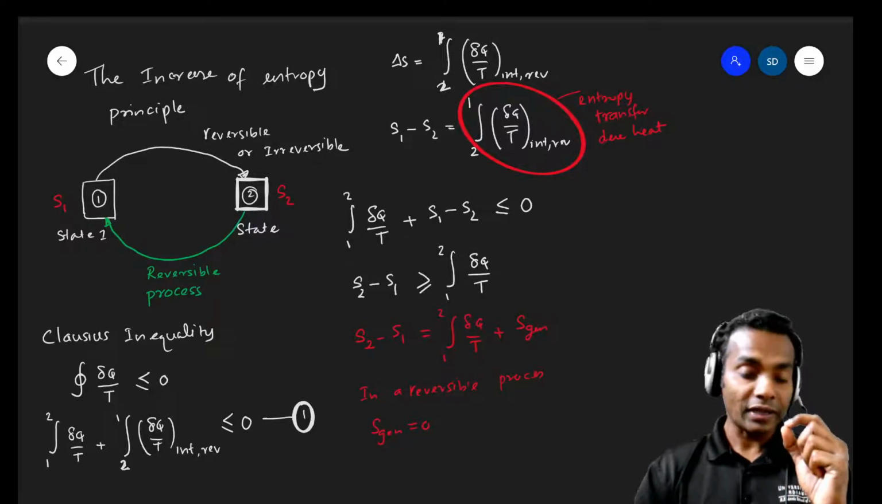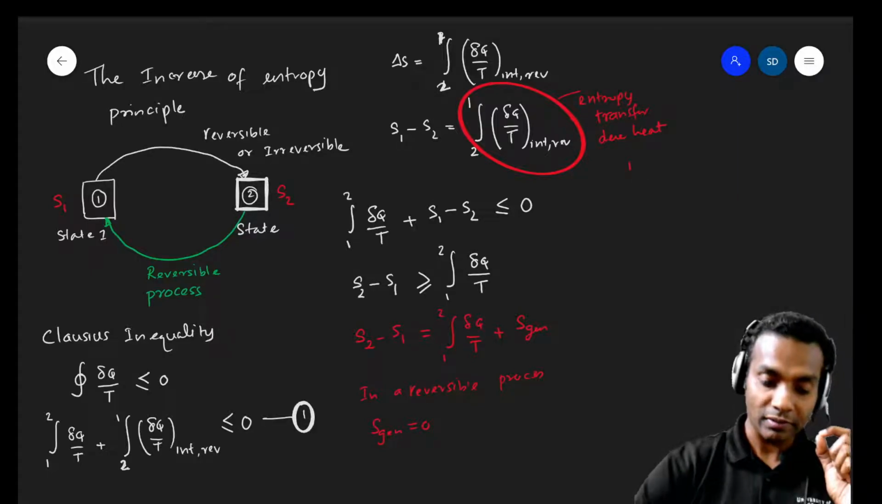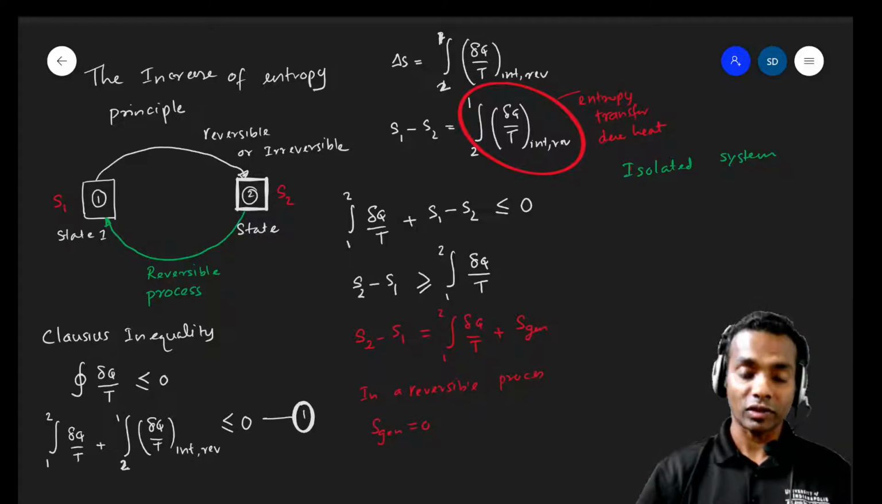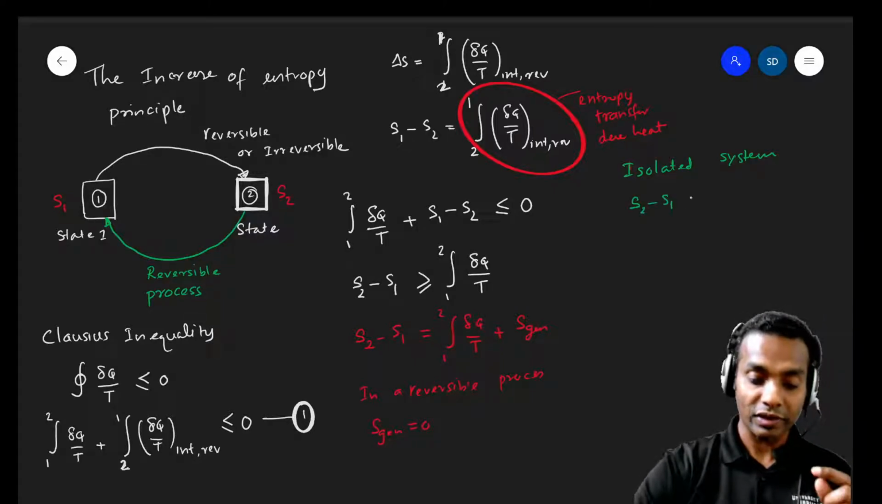Now, let's consider an isolated system. What do you mean by isolated system? An isolated system does not interact with its surroundings. There's no heat or work transfer between isolated systems and the surroundings. So there's no heat transfer. That means the entropy change S2 minus S1 of an isolated system is equal to S gen.